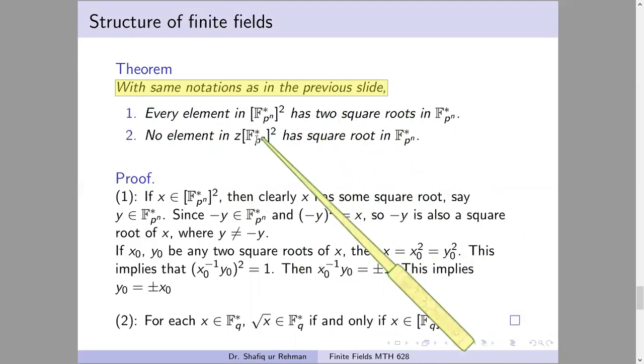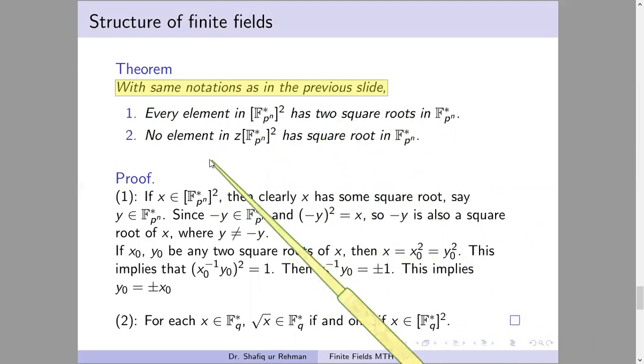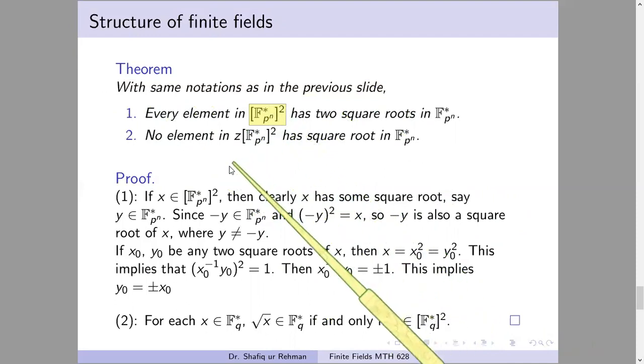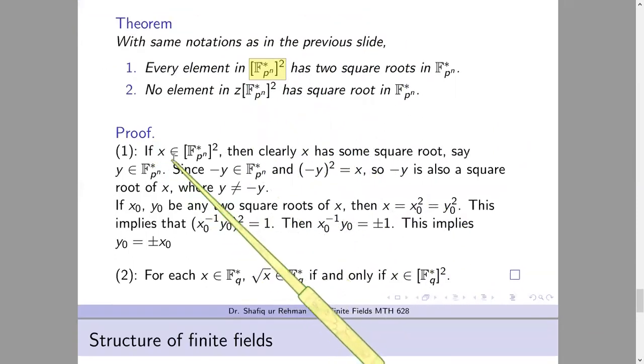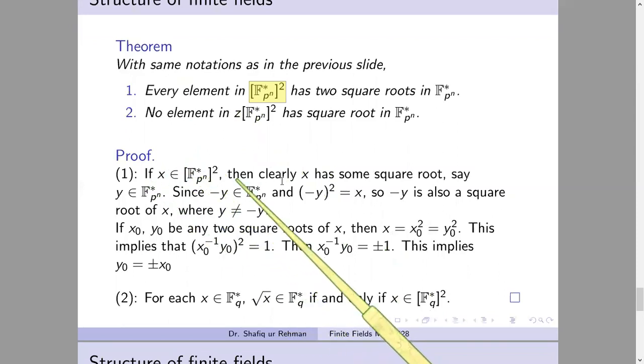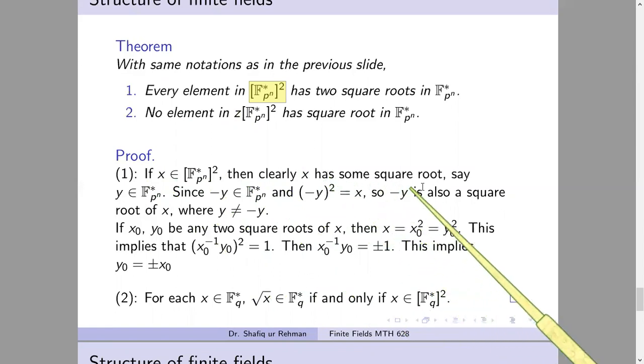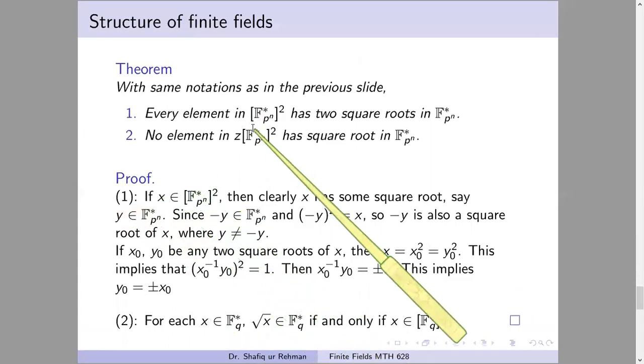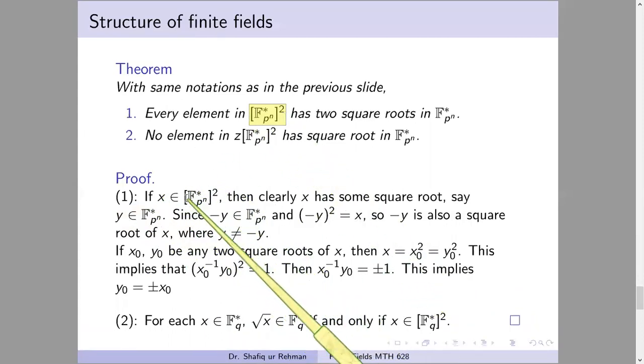Here in this theorem, the notations are taken from the previous slide. So first we prove that the elements of this set have two square roots. Now if x belongs to this set, then clearly x is equal to the square of some element. Clearly x has some square root, say that square root is y.